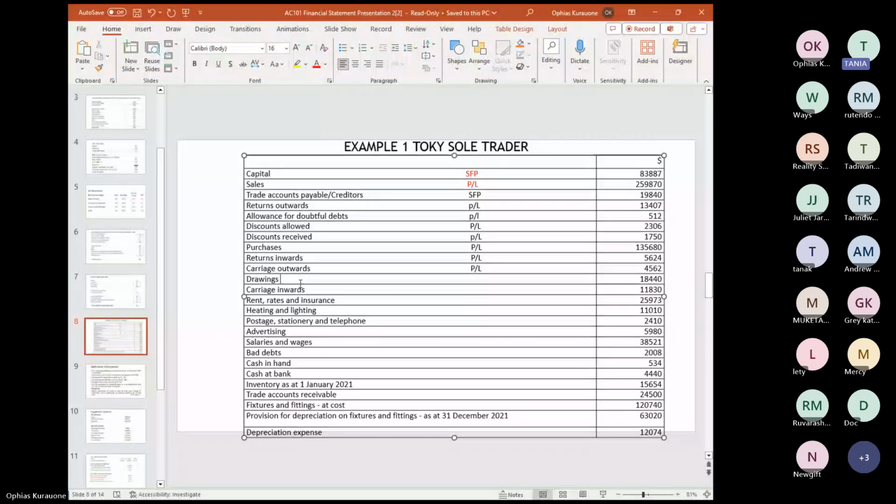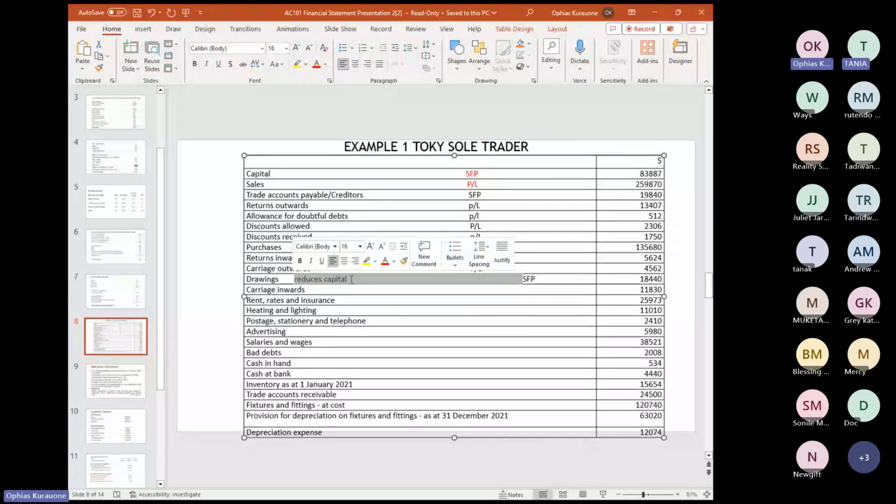Drawings go to the statement of financial position. We said drawings reduces what? Capital. So drawings reduces capital here.